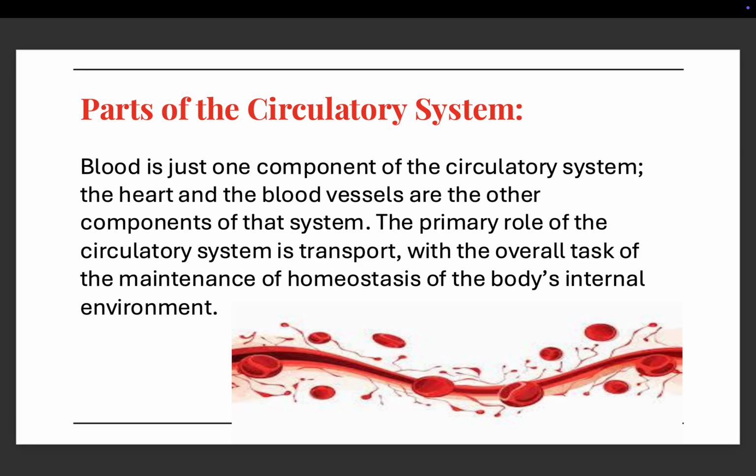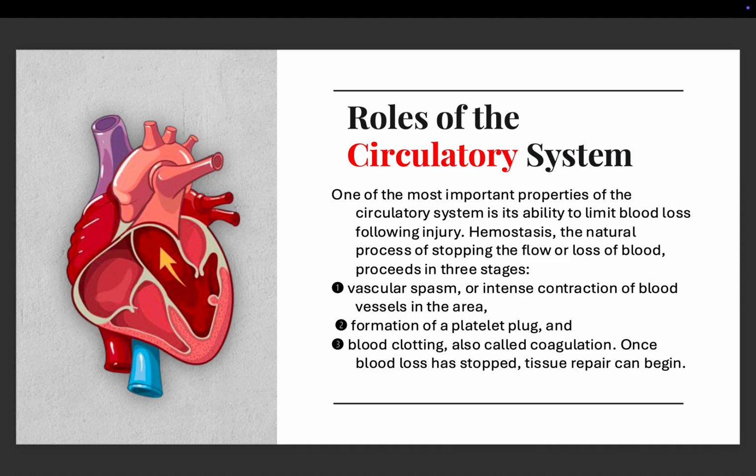The parts of the circulatory system. Blood is just one component of the circulatory system. The heart and the blood vessels are the other components of the system. The primary role of the circulatory system is to transport, with the overall task of the maintenance of homeostasis of the body's internal environment.